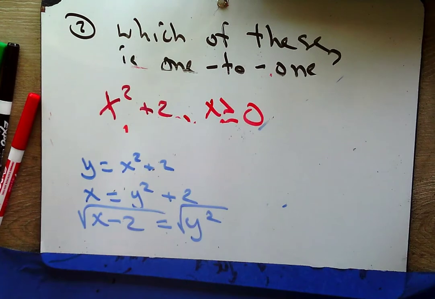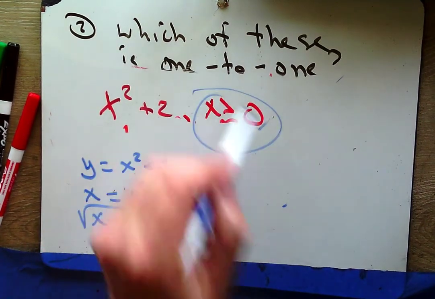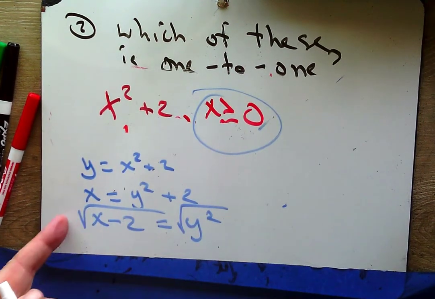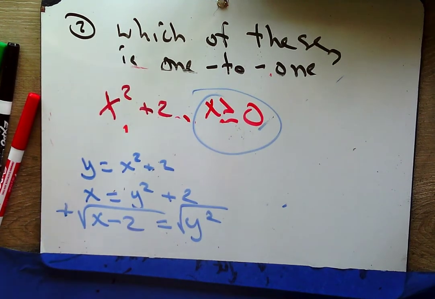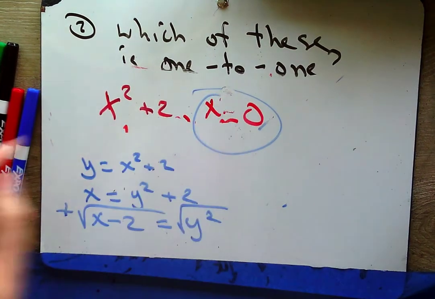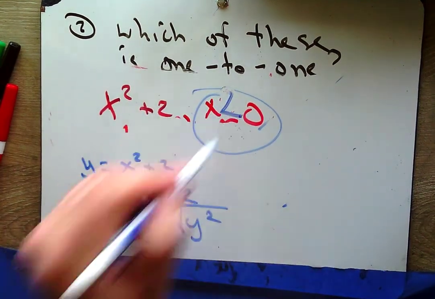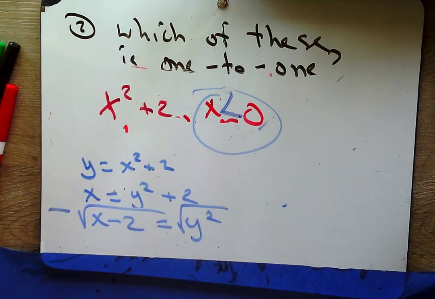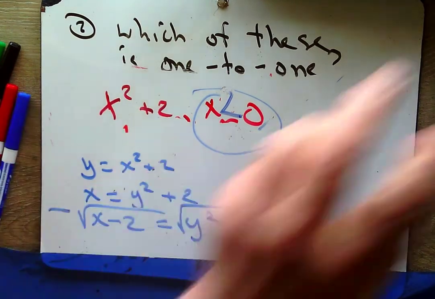But now when I take the square root of both sides, because of this, I'm only interested in the positive one here, not the negative one. You want the negative one? Change the direction of that inequality. There we go. All right? Okay.